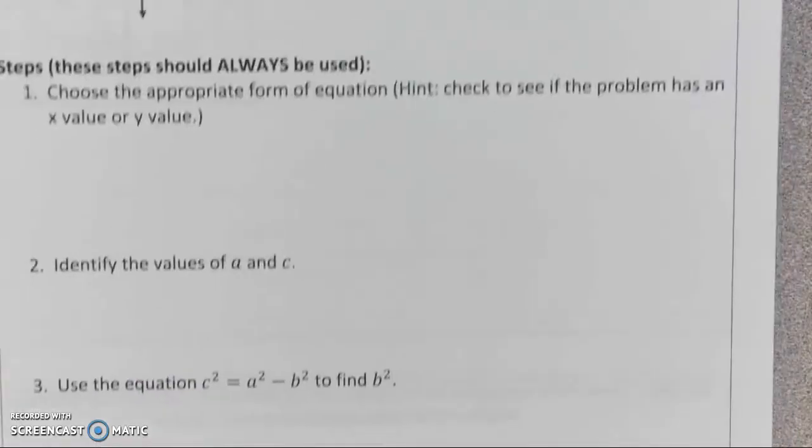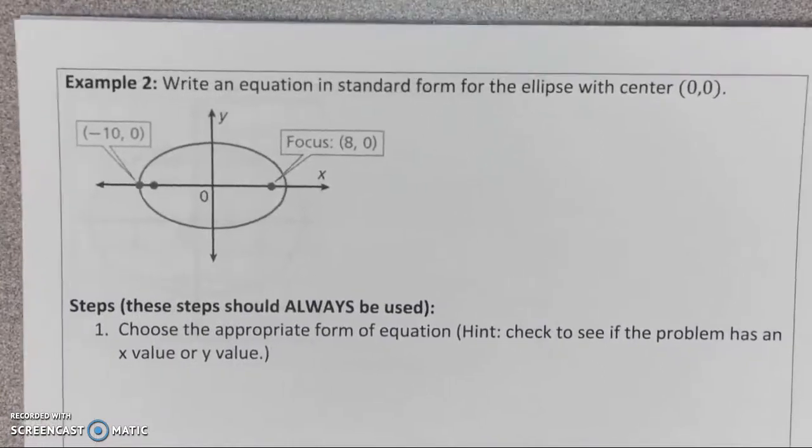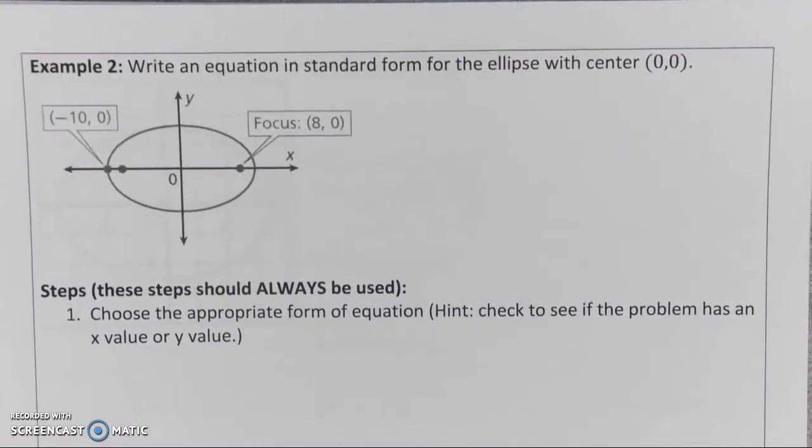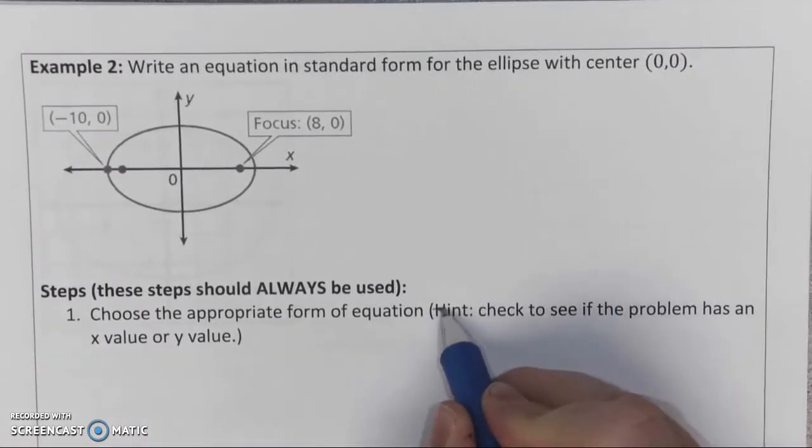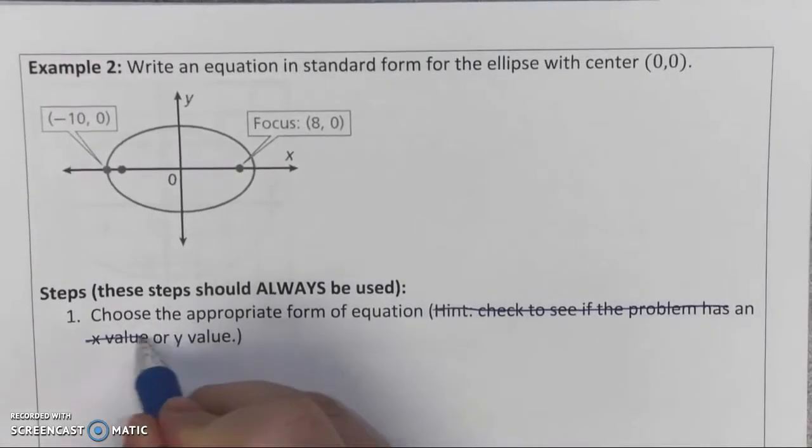example here, they want us to write the equation in standard form for an ellipse with center 0, 0, and the given information is on the graph below. So we're going to analyze this graph and see what information we can make of it. So first we want to identify, this hint isn't really helpful, so we can cross it off.